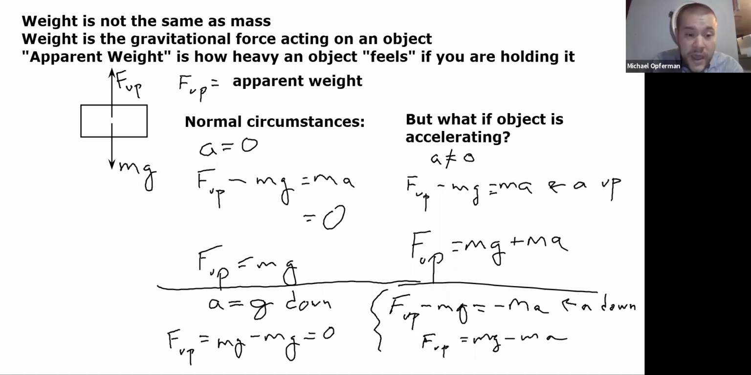So that's apparent weight, the sensation of how much force it takes to hold something up against gravity. And weightlessness is when the apparent weight goes to zero. It's not when the weight goes to zero. So those are the little terminology pieces there.